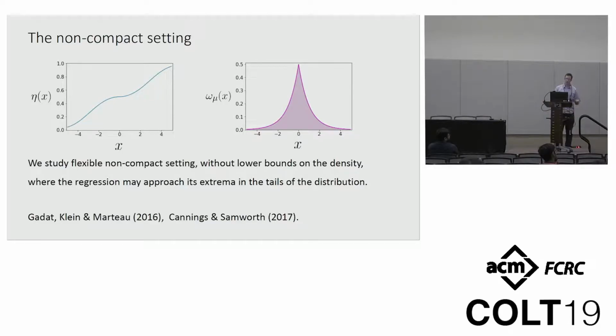So with this motivation in mind, we move to the non-compact setting. In this non-compact setting, we're just assuming that we have some smooth regression function, but we don't have any uniform lower bound on the density function. And moreover, the regression function may approach its extrema asymptotically in the tails of the distribution. So this is somehow the natural setup in the non-compact setting. And this builds on prior work in the non-compact setting due to Gadat, Klein, and Marteau, and Cannings and Samworth.